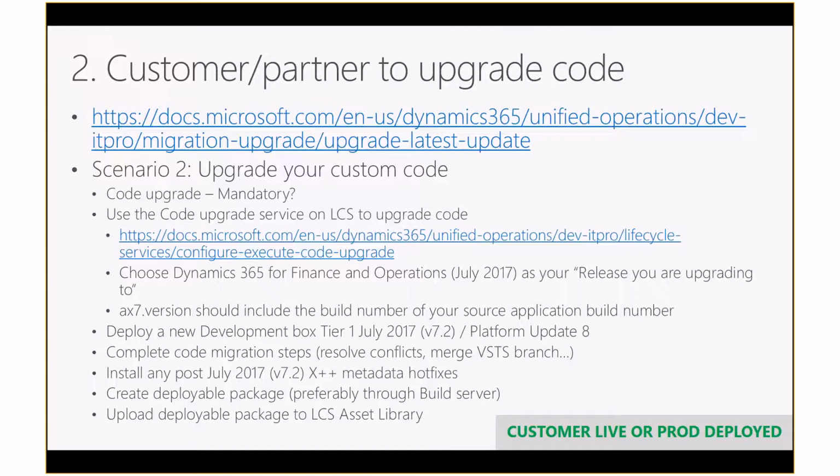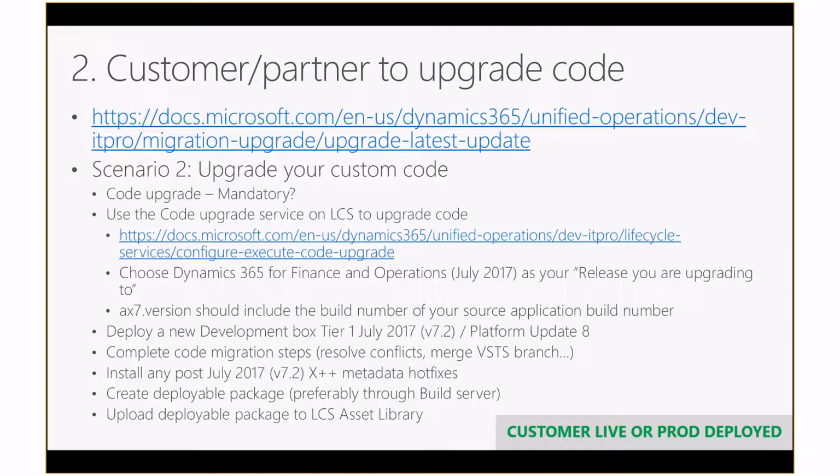This is preferably done from the build server, but maybe your build server is not on the latest release yet, if you're in a live situation. So maybe because you're sure you have a clean dev box, because you just deployed a new one in the latest release, you could also create a deployable package for once through this dev box. But the idea is, of course, that you also update the build later on, and from then on, again, serve through the build service. In the end, you upload your deployable package to the LCS asset library.